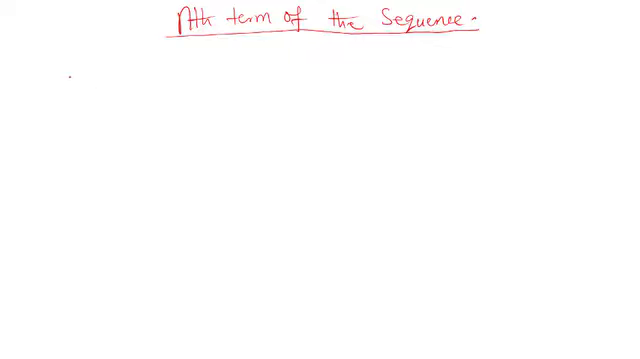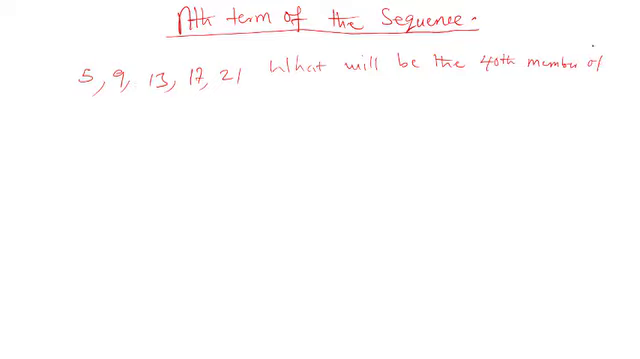So for example, let's say we have a sequence 5, 9, 13, 17 and 21. If I now ask you a question, what will be the 40th member of the sequence? If I should ask you now, what do you think would be the 40th member of this sequence? What will you tell me?